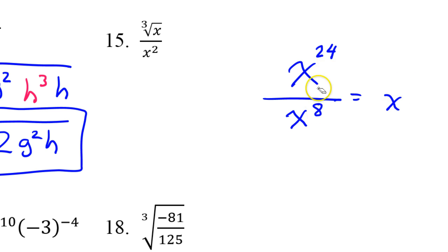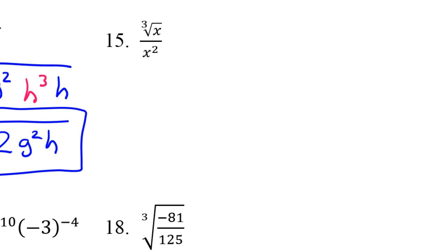Cancel out. Right, we're supposed to be canceling or subtracting. Either way you want to look at it, okay? What's 24 minus 8? 16. Okay, so this would be x to the 16th power. So remember, when you're dealing with variables, instead of dividing, you wind up subtracting these powers. That's what I'm going to need to do on this problem.